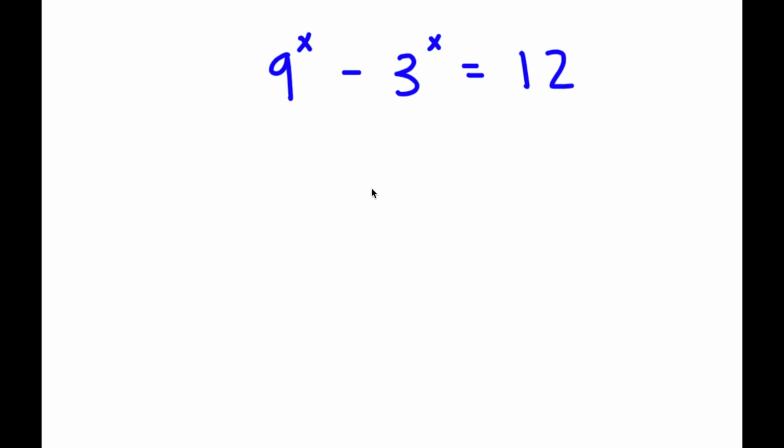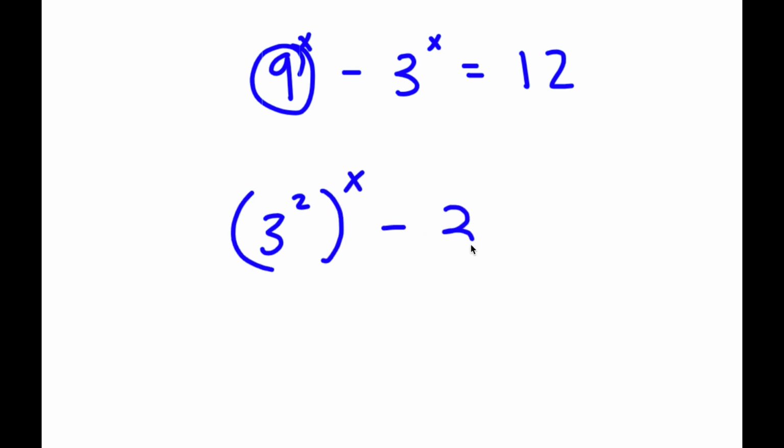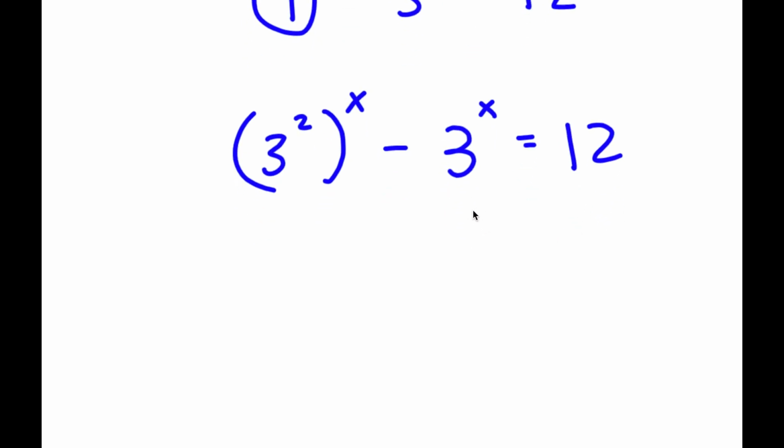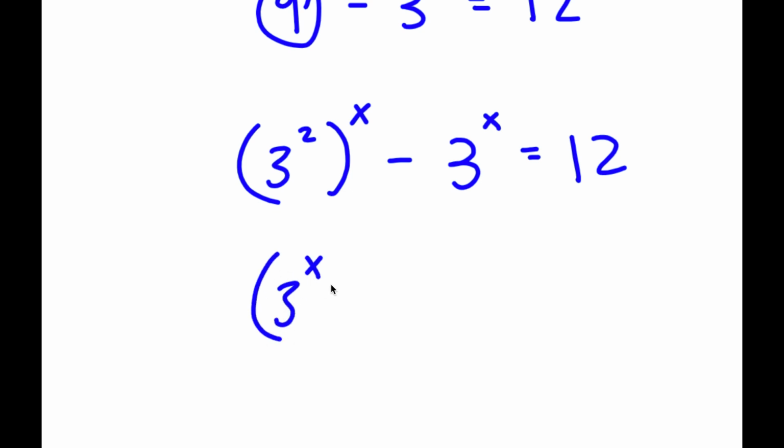Alright, so in this problem, I have 9 to the power of x minus 3 to the power of x is equal to 12. So to solve this, I'm going to first start by rewriting 9 here as 3 squared. So now I have 3 squared to the power of x minus 3 to the power of x is equal to 12. Now I'm going to rewrite 3 to the power of 2 to the power of x as 3 to the power of x to the power of 2.